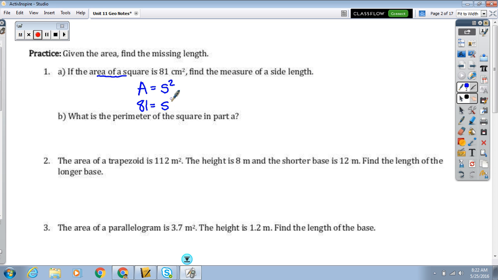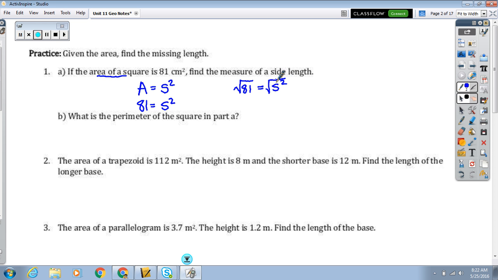And then S is what I'm solving or what I'm looking for. And right now I don't have S all by itself. I've got this annoying little 2 sitting up top there. So I'm thinking, how do I undo squared, or how do I get rid of that little 2? And hopefully the answer I come up with is my BFF, square root. So I'm going to square root both sides.